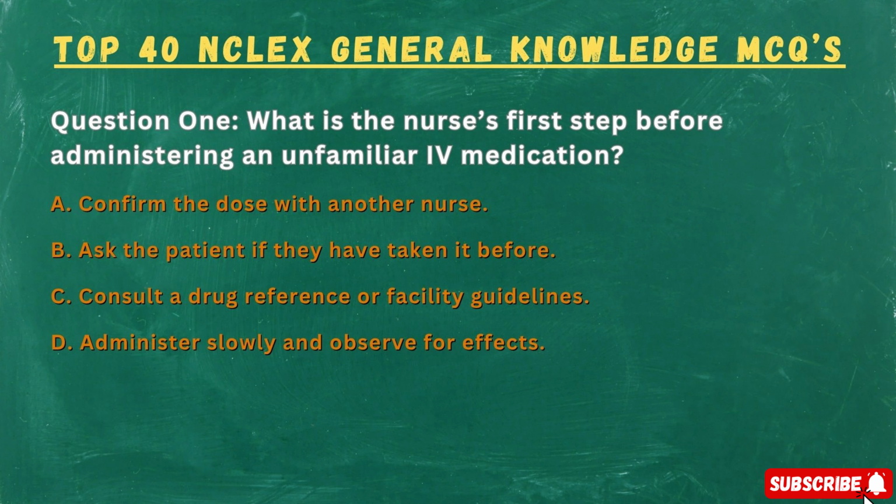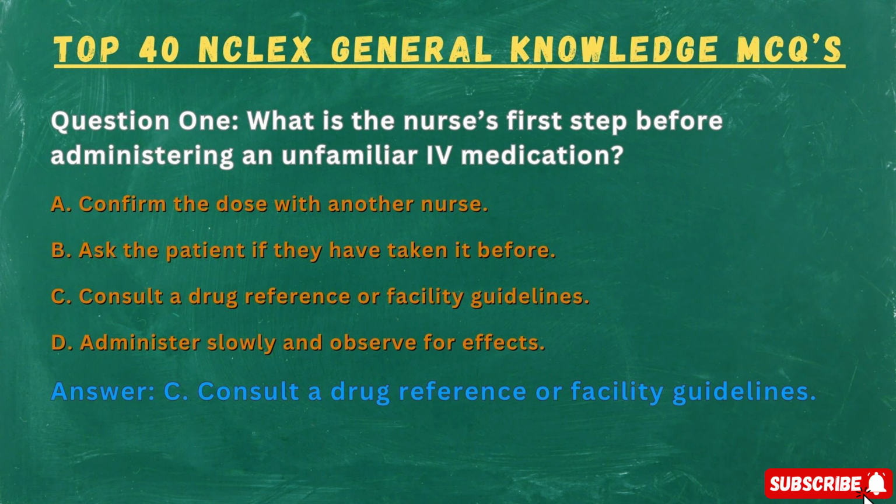Question 1. What is the nurse's first step before administering an unfamiliar form medication? A. Confirm the dose with another nurse. B. Ask the patient if they have taken it before. C. Consult a drug reference or facility guidelines. D. Administer slowly and observe for effects. Answer. C. Consult a drug reference or facility guidelines.